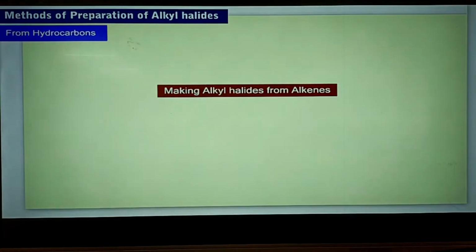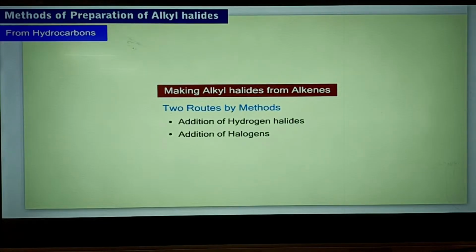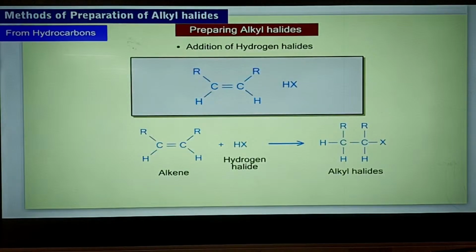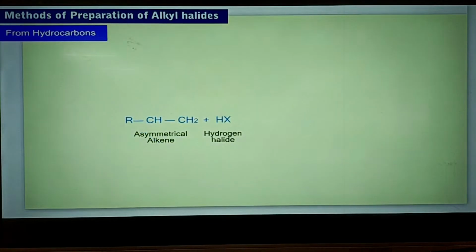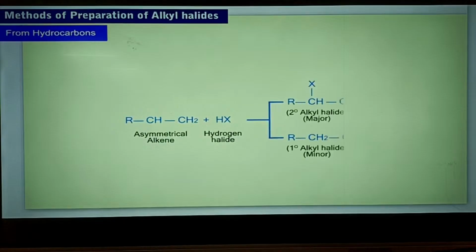Alkenes can be used as starting material to make alkyl halides. There are two main routes, the addition of hydrogen halides and the addition of halogens. Let's consider the addition of hydrogen halides to alkenes. The general reaction is shown here. When an alkene is reacted with the hydrogen halide, the hydrogen and halogen atoms attach at the location of the double bond. The resulting product has all single bonds. If the alkene is not symmetrical, then there are two possible products from the addition reaction.